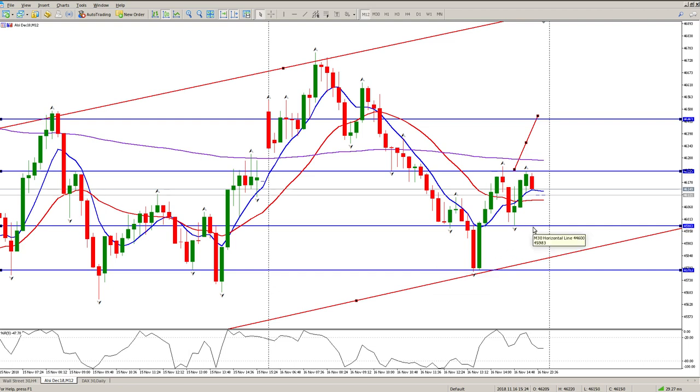Not really looking for a swing trade on it because of the volatility we have. Anyway, ladies and gentlemen, that's it for me today. I hope it helps. And yeah, keep those stops really tight today.